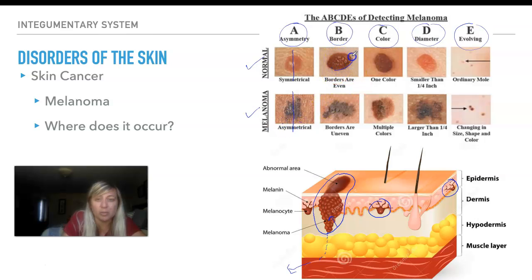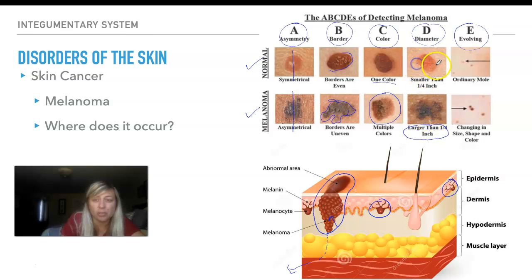The borders are uneven. Here you can see the border is a nice clear distinction between the mole and the skin. Here it's kind of jagged and discolored. It's kind of hard to tell where the mole stops and the skin starts. Normal growth is one color. When you start to see multiple colors in the same growth, that's a sign of melanoma. Diameter, if it's larger than a quarter of an inch, that's a characteristic of melanoma.